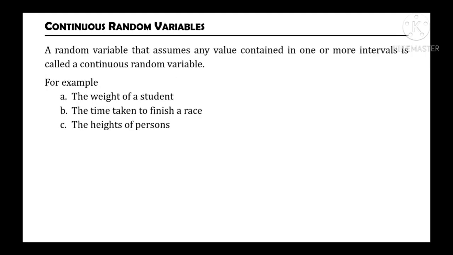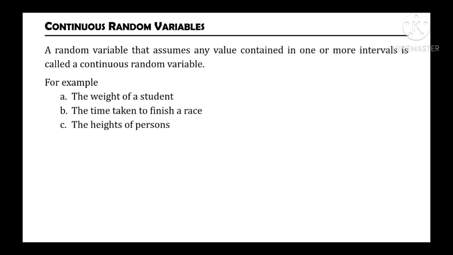A random variable that assumes any values contained in one or more intervals is called a continuous random variable. For discrete, we have X equal to a number. For a continuous random variable, instead of a number, X is in one interval from A to B. For example, the weight of a student. Weight, we have grams, kilograms, and hundreds of kilograms. And also we have 1 gram, 1.2 grams, 1.11 grams, and so on. This means these are continuous numbers.